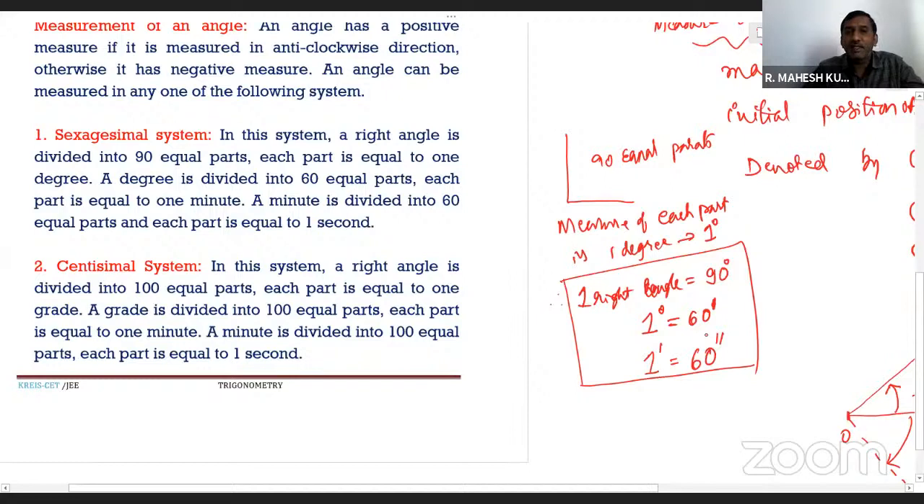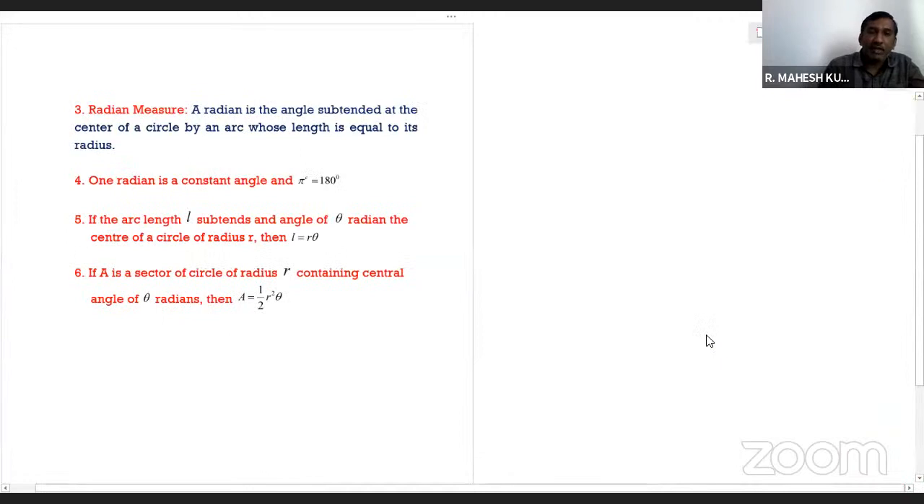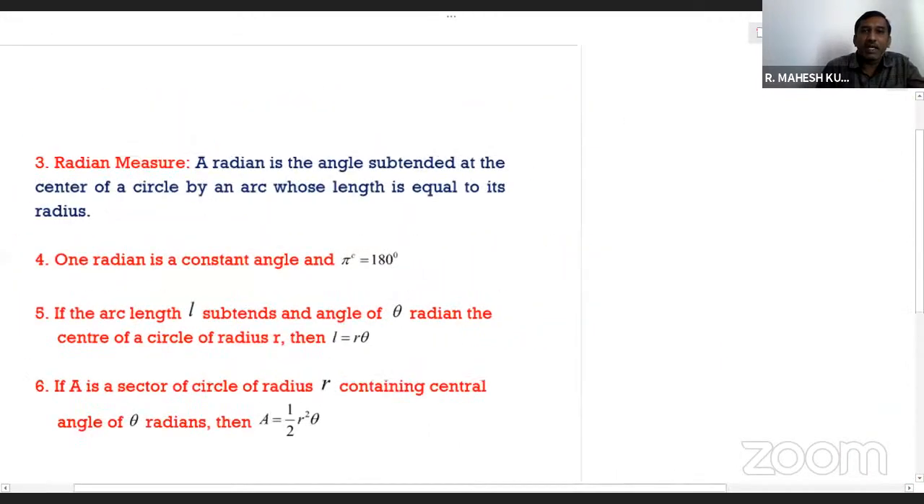Again, centesimal system. So in this system, a right angle is divided into 100 equal parts. Each part is equal to 1 grade, and a grade is divided into 100 equal parts. Each part is called as 1 minute. So a minute is again divided into 100 equal parts. Each part is called as 1 second. So the centesimal system is not in practice now. So therefore, we are not going to use that much. Then, we are going to get into radian measure.